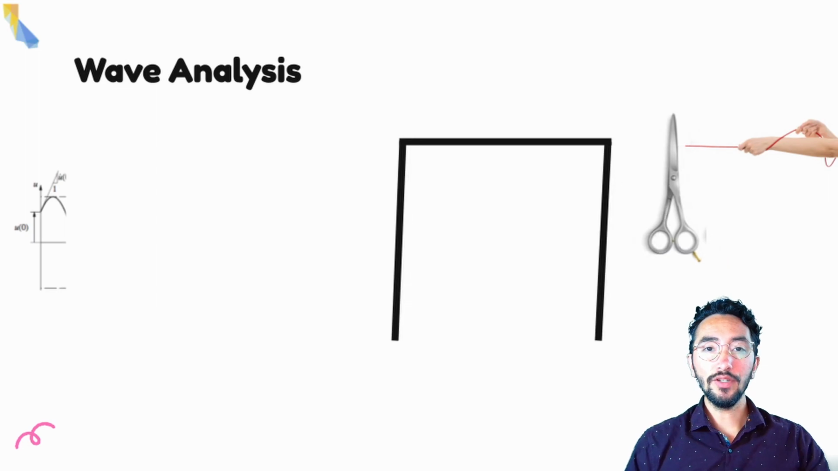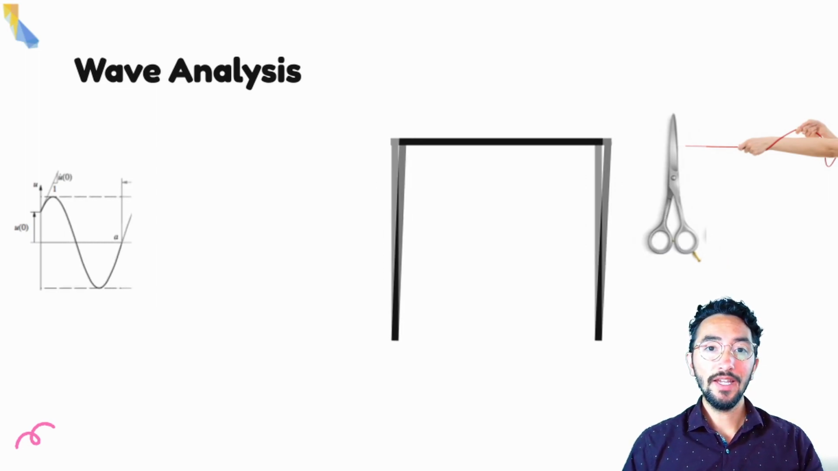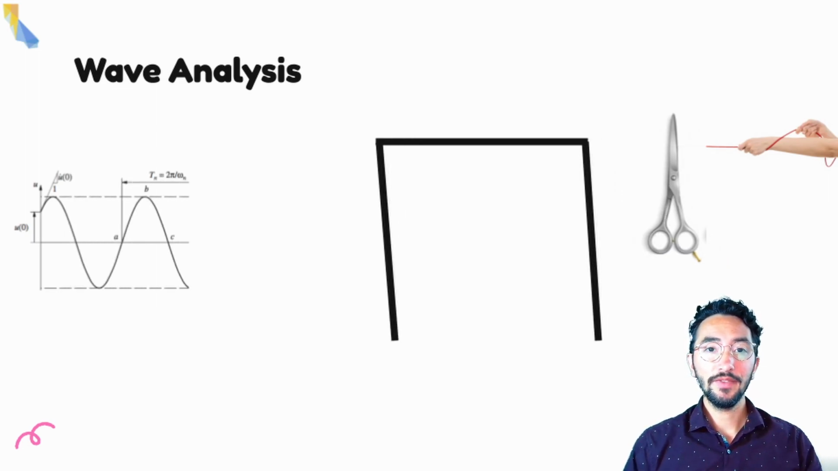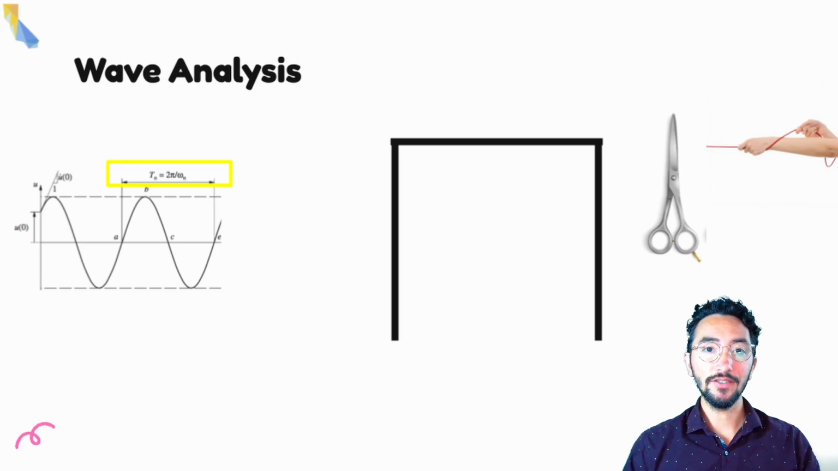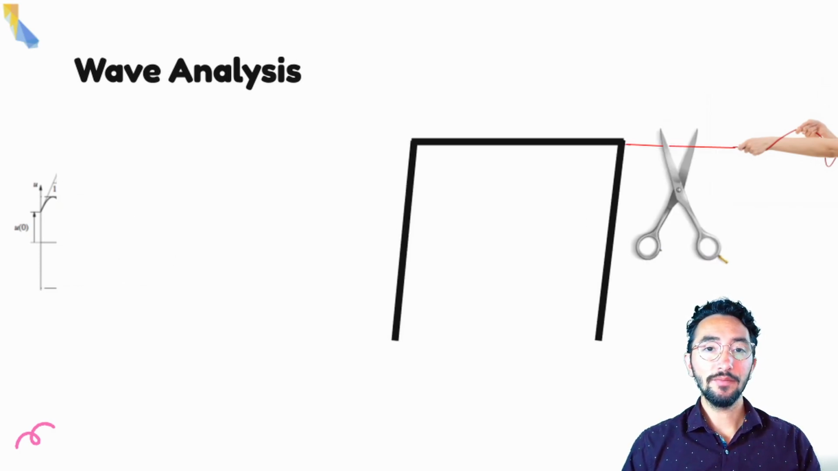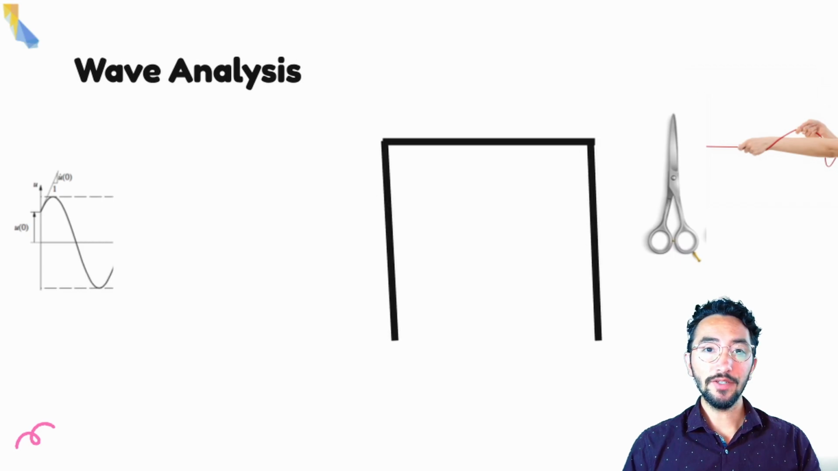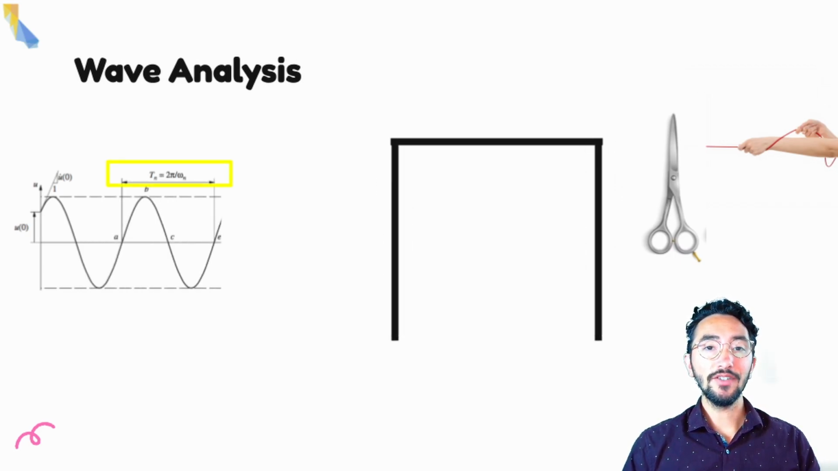We could test this out with a frame. Imagine you pull a frame and you let go and it oscillates back and forth. The time it takes to complete one oscillation is its period. So this applies to building structures, single degrees of freedom. Any sort of physical structure can have a fundamental period or a fundamental frequency.